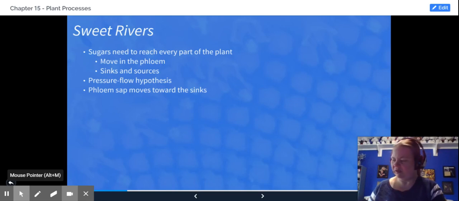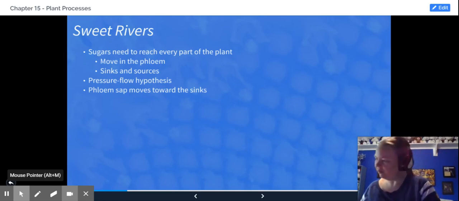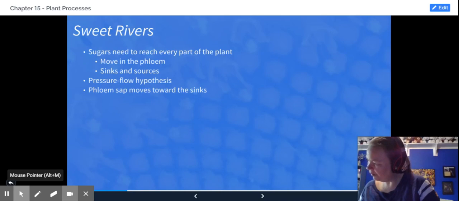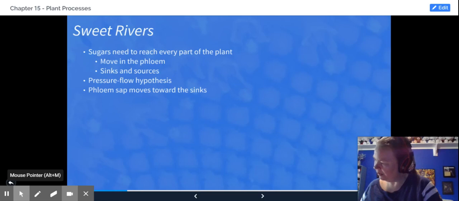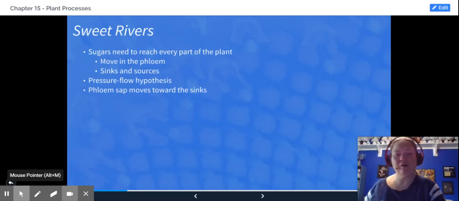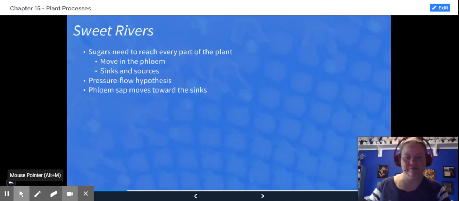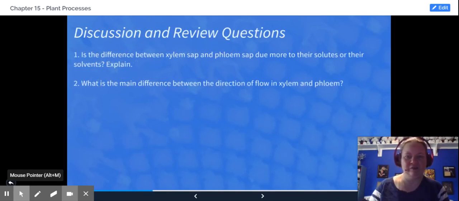Okay, so there is a theory called pressure flow hypothesis, where plants will move sugars through the phloem in the same way as water is moved in the xylem. Okay. So a more detailed explanation of that is found on page 287. Okay, so phloem sap will always move towards the sinks. Okay, remember that. And these are questions that you guys can answer. I would definitely recommend reviewing the questions at the end of the chapters, especially since we're not going to be in class for a while.